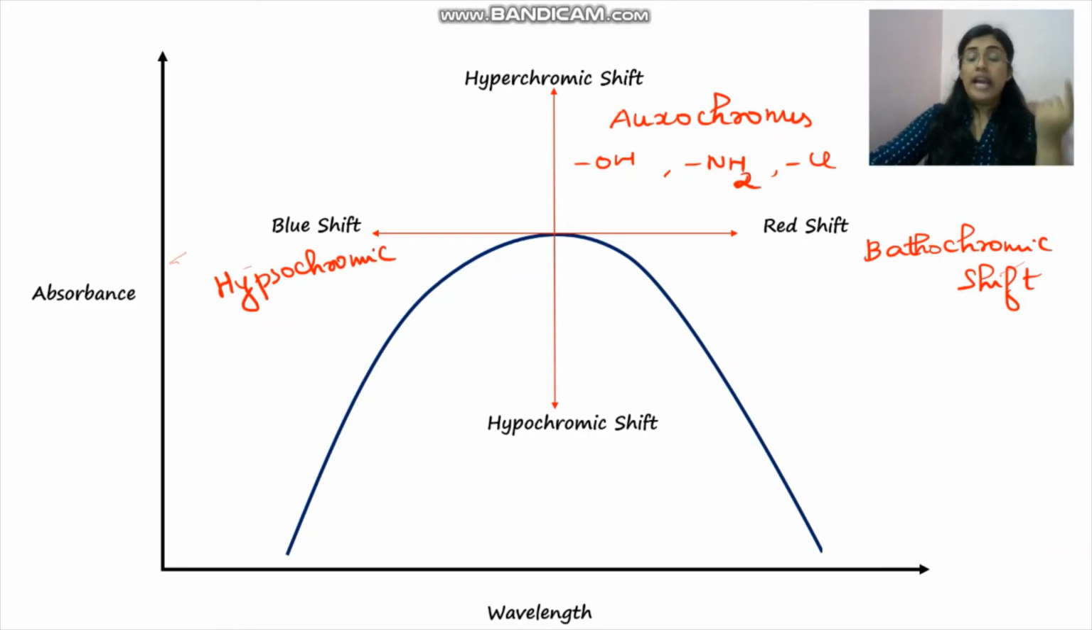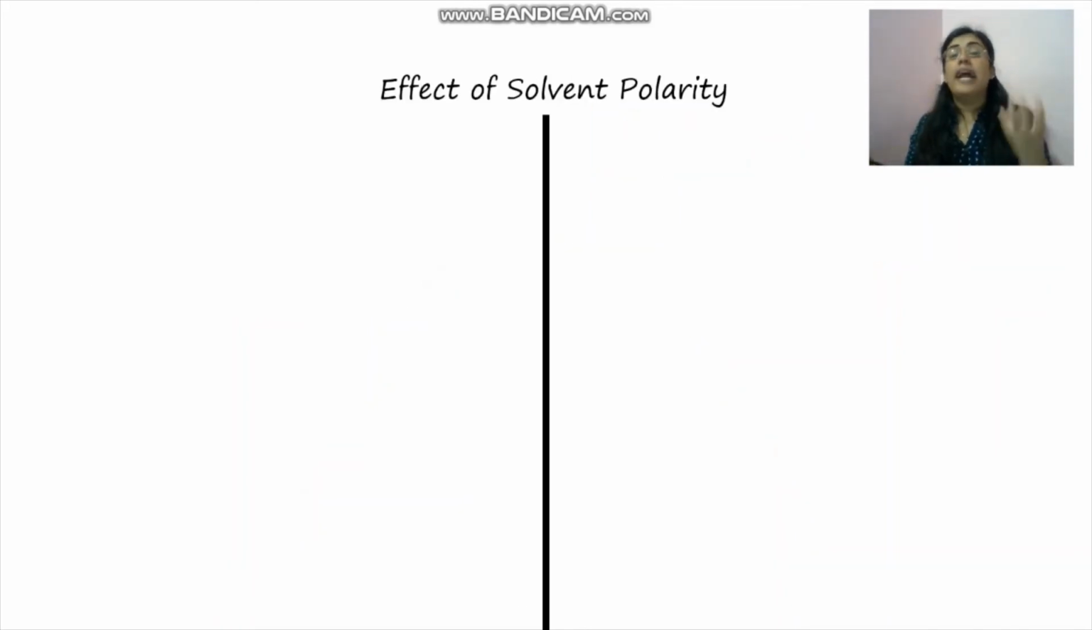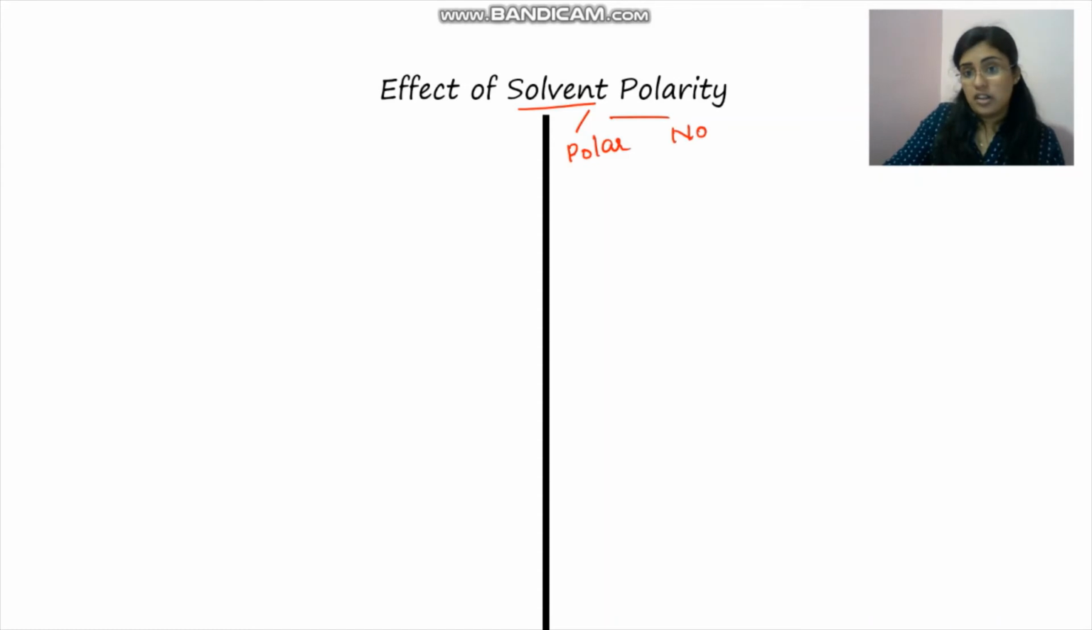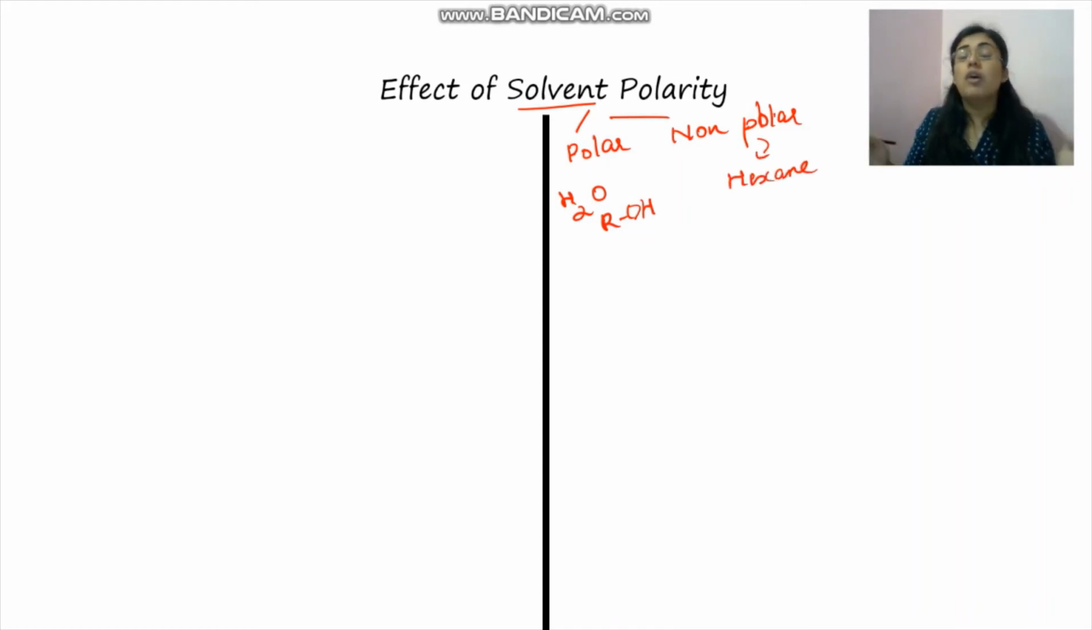Now let's look at how the solvent polarity affects these shifts, if I'm adding a polar solvent, and how the transitions would undergo any particular shift. The solvents can be of two types: polar solvents or non-polar solvents. Polar solvents mean I can have water or alcohols. Non-polar solvents mean something like hexane.